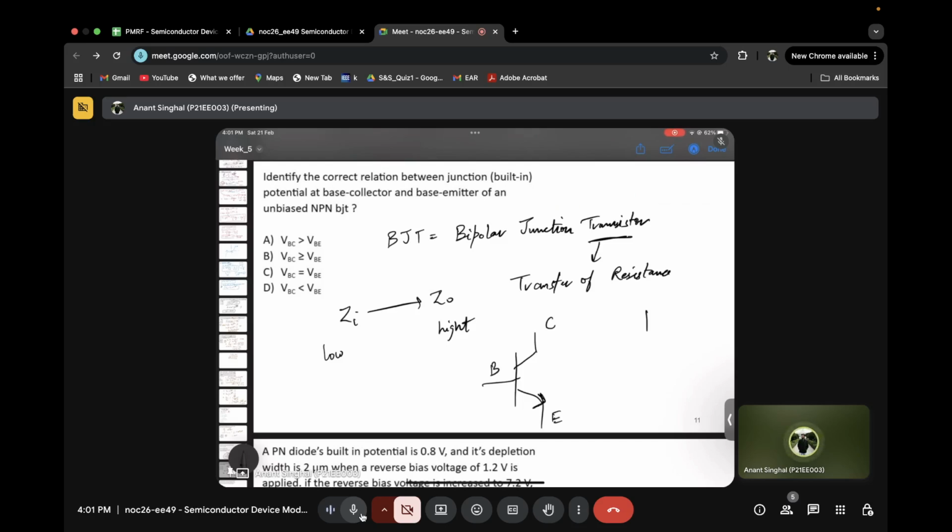Whenever the current is going out, this is NPN, and whenever the current is coming inside, this is again base, emitter, collector. This is PNP.